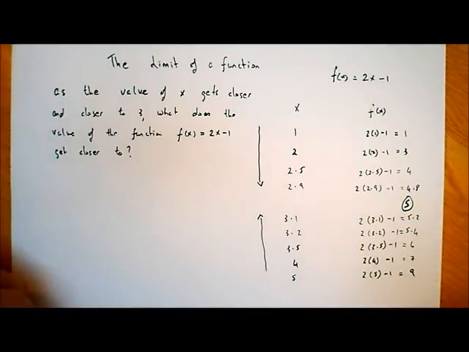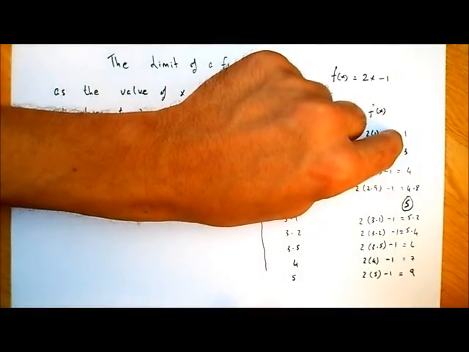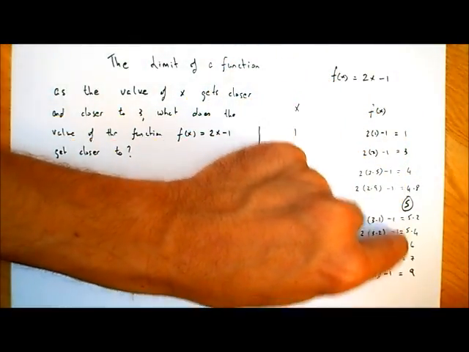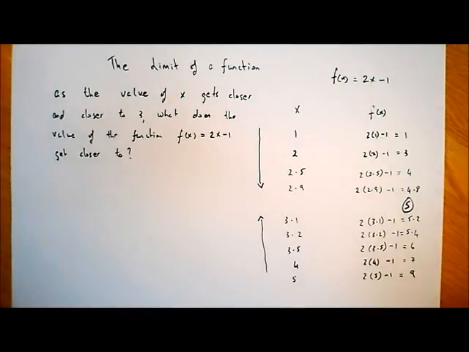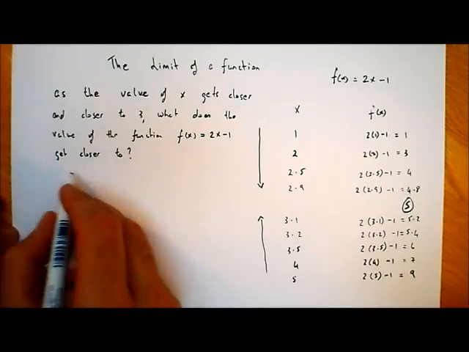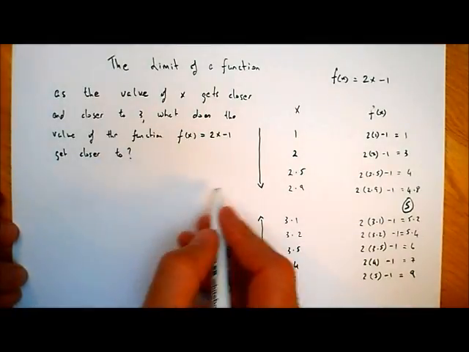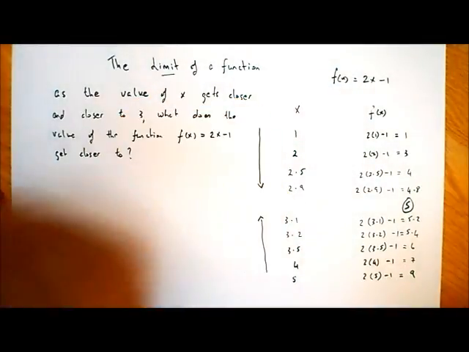So f of x is getting closer to 5 in this direction, and it's getting closer to 5 in this direction. It never quite gets to 5, but it's getting closer and closer to it. So we can write that mathematically. What we actually worked out there is the limit of the function.